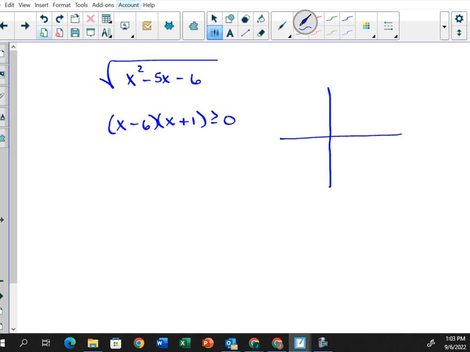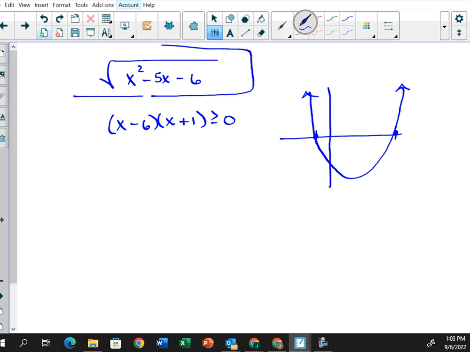So where does this cross the x-axis? Both ends are up, right? Are we okay with the graph? Looks like this. Okay, so that's the graph of the quadratic. The only values that will work in this square root are between negative infinity and negative 1, and then again from 6 to infinity. So let's plug in like 2 into this square root. What do you get if you plug a 2 into that?